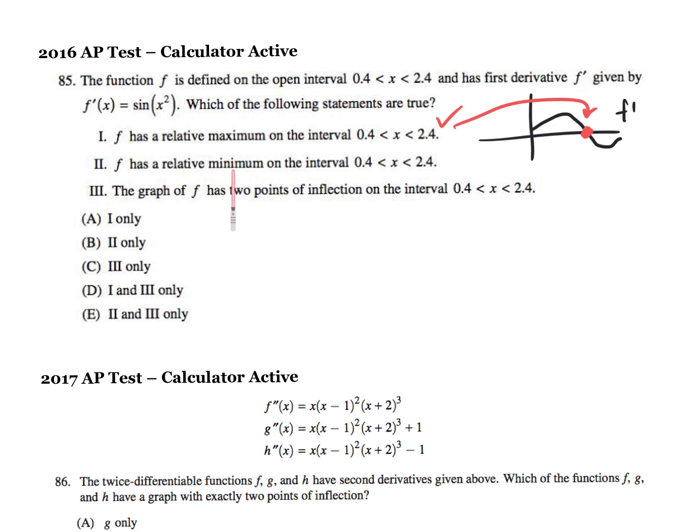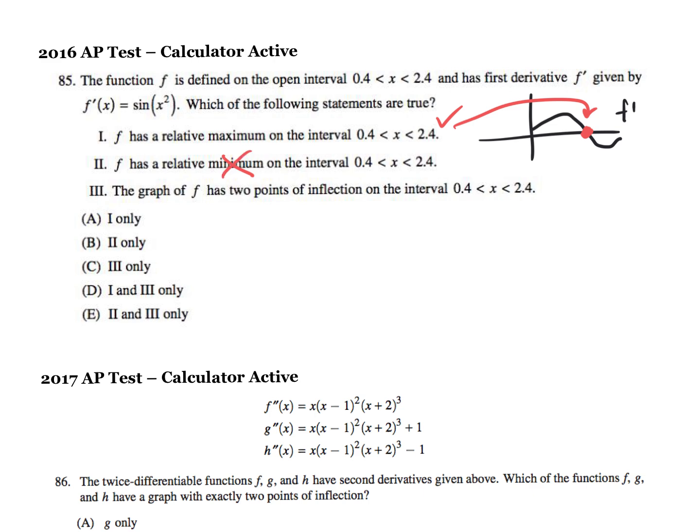Do we have a minimum? For my function to have a minimum, my f prime would have to go from negative to positive. Does that happen on my interval? I don't think so. Not that because it's not on the interval, right? You're like, maybe outside of 2.4, but not on the interval they gave us. So nope, no minimum.